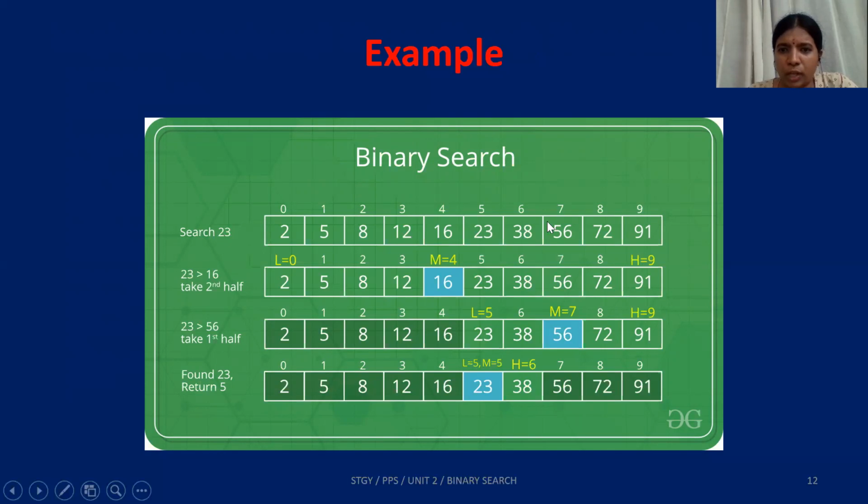So I'm searching for 23 in this list from 0 to 9. What is (0 + 9) / 2? (0 + 9) / 2 is 9/2, which is nothing but 4. So therefore, your middle is 4, as highlighted here.